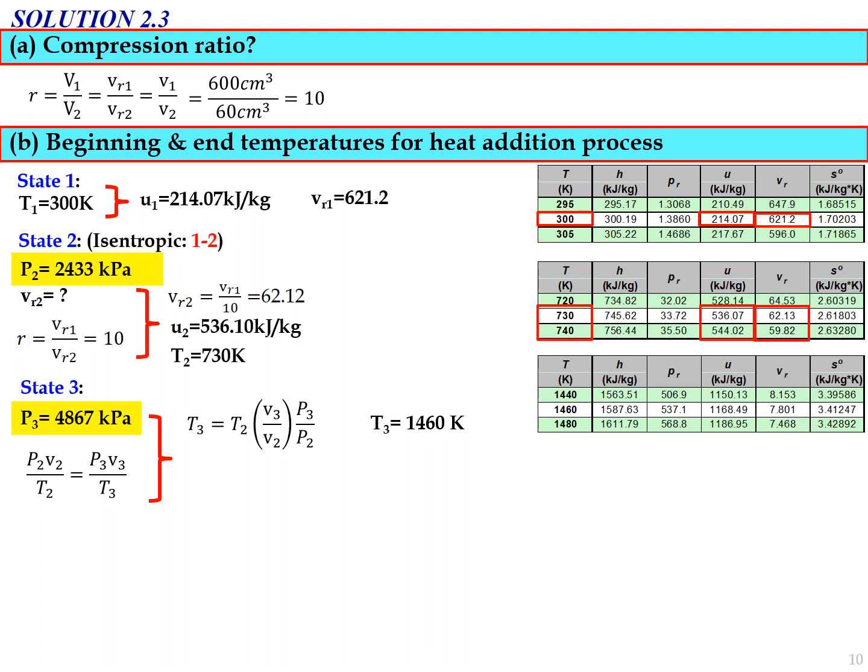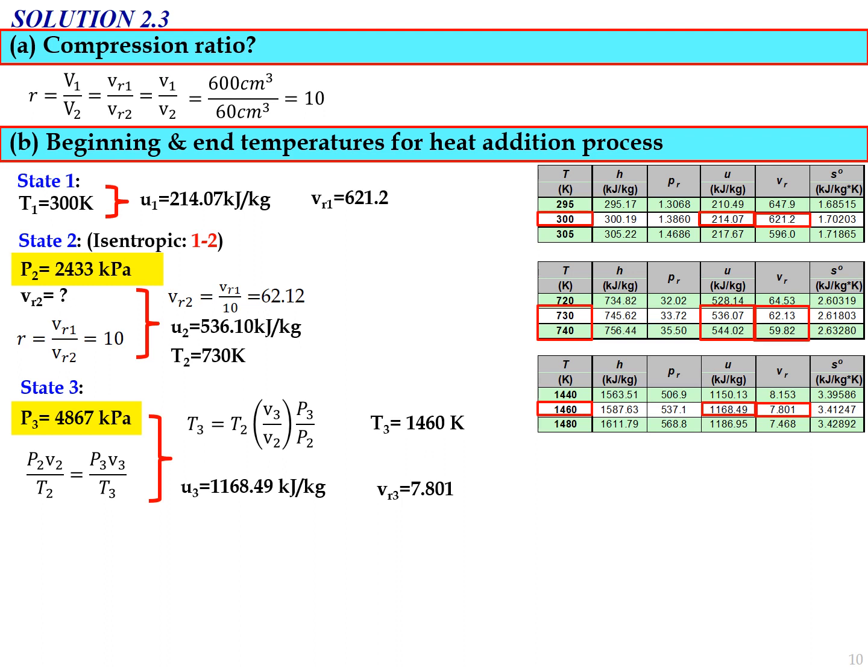Okay, and by referring to the ideal gas of air table and the temperature that we already calculated for T3, you can obtain directly the value of the internal energy U3 from the table, where U3 equals 1168.49 kJ per kg, and we can also determine the value of VR3 directly from the table, which is equal to 7.801.